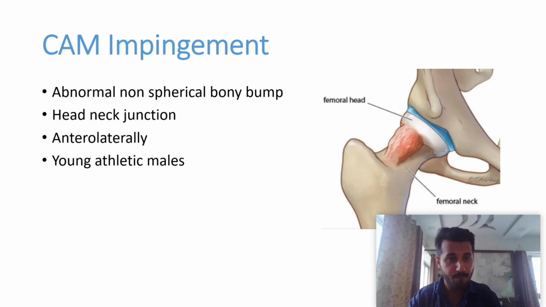So CAM impingement, as I just discussed, is because of a non-spherical bony bump. Here you can see near the head-neck junction. It is found anterolaterally over the head-neck junction and usually found in young athletic males. Why? I'll discuss in a while.